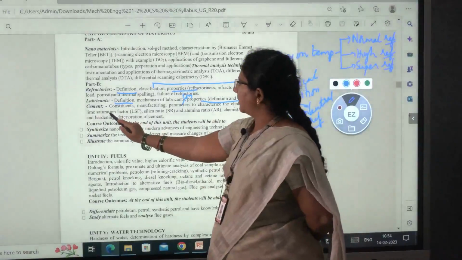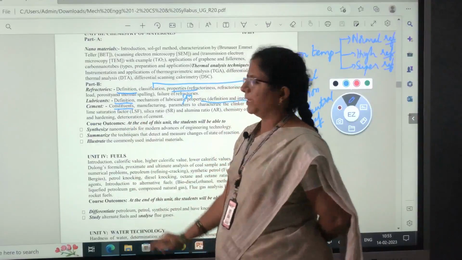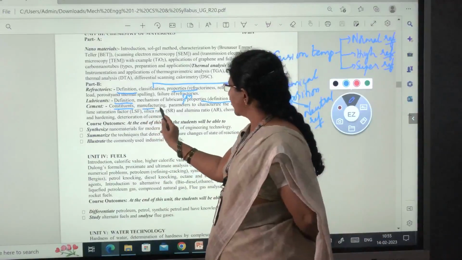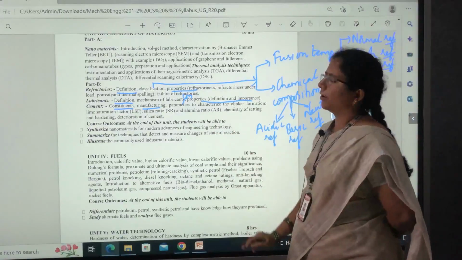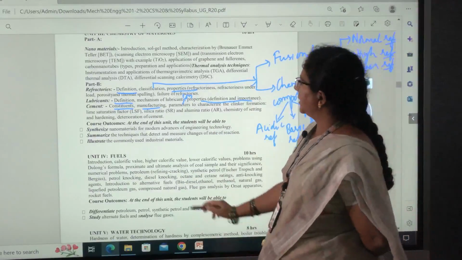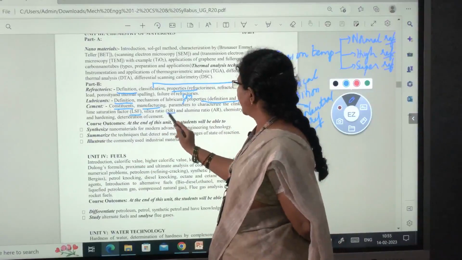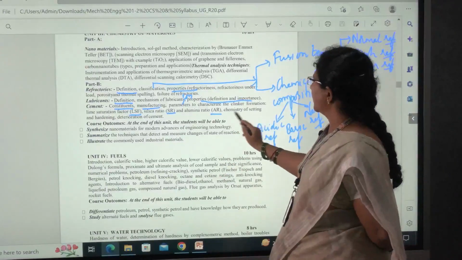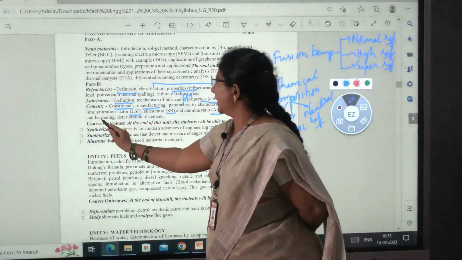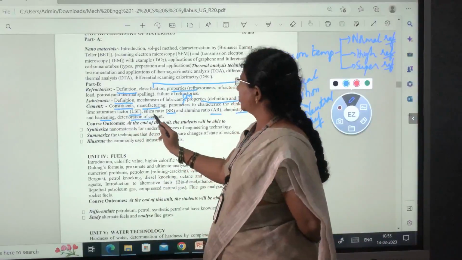And the third topic under part B is cement. Here we will discuss about the constituents of cement, manufacturing process of cement, and the parameters to characterize the clinker formation. So those parameters are lime saturation factor, silica ratio, alumina ratio, and next we will discuss about the chemistry of setting and hardening. And the next one is deterioration of cement.